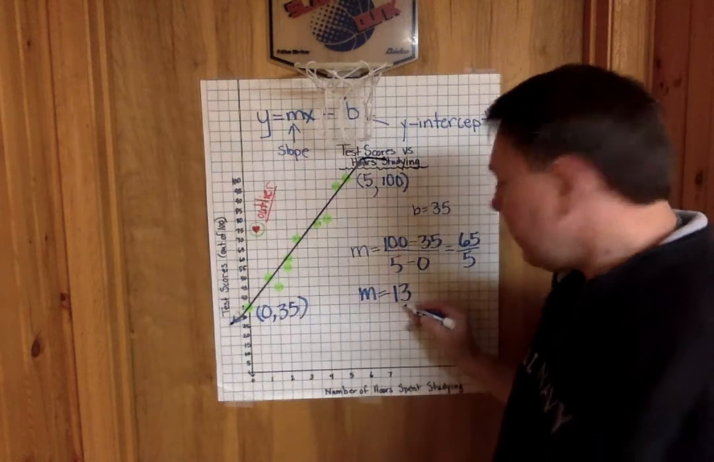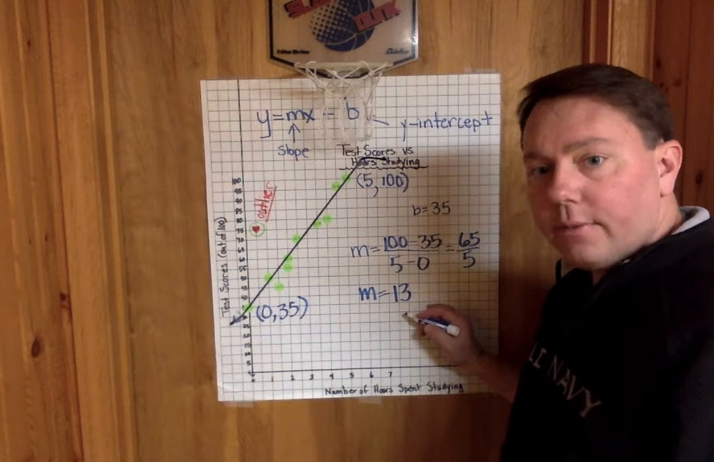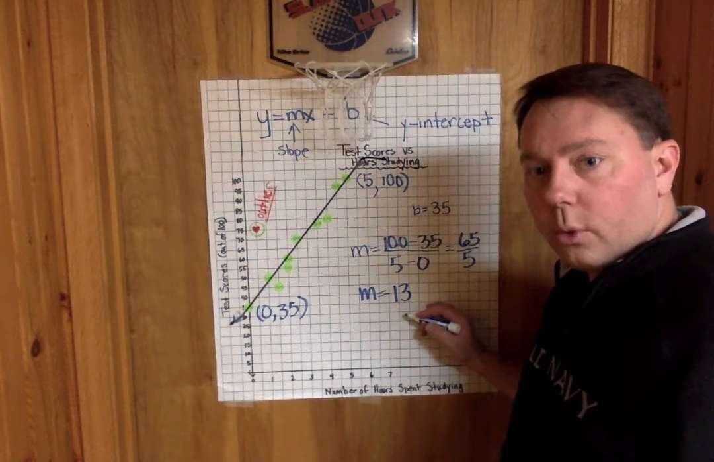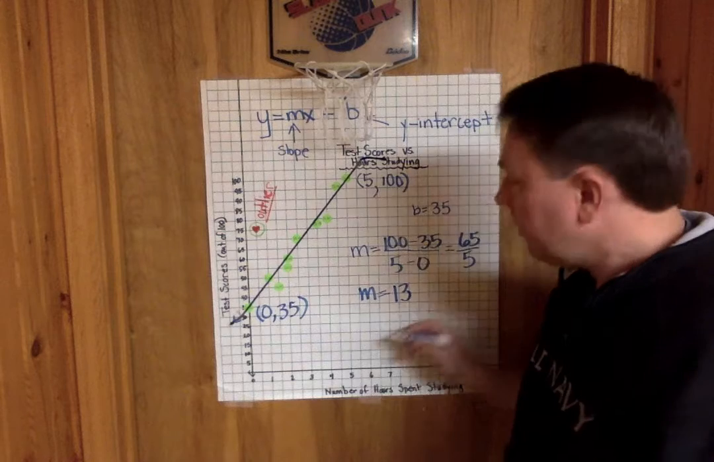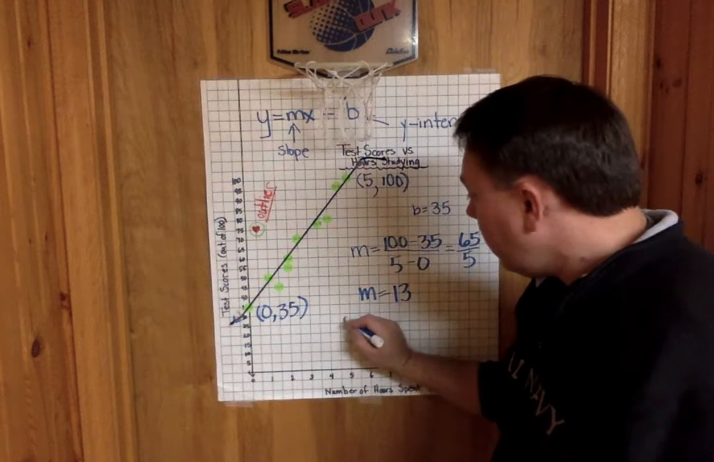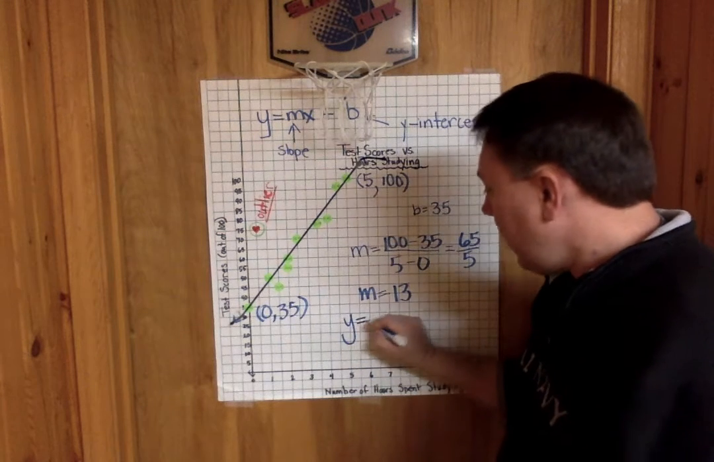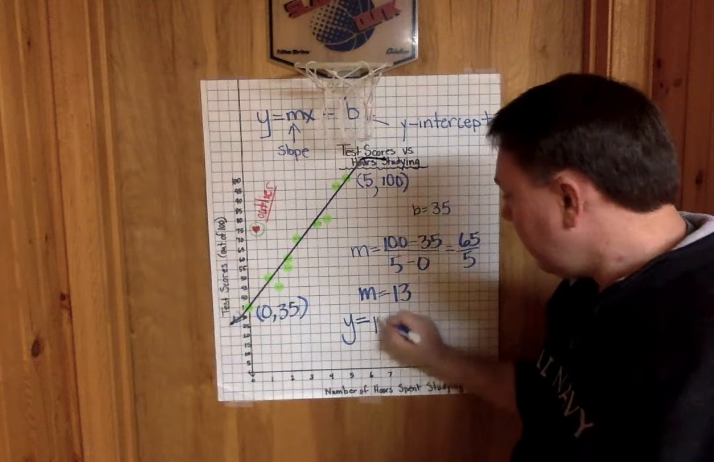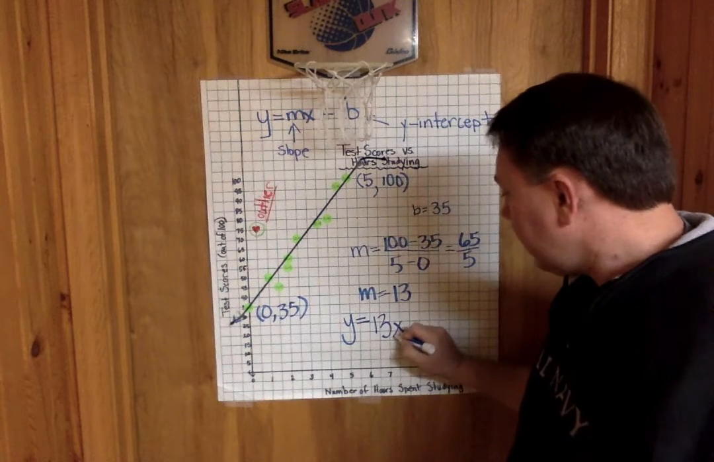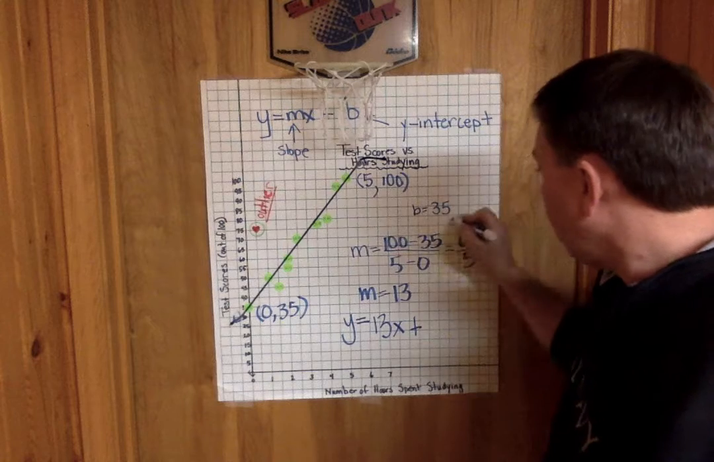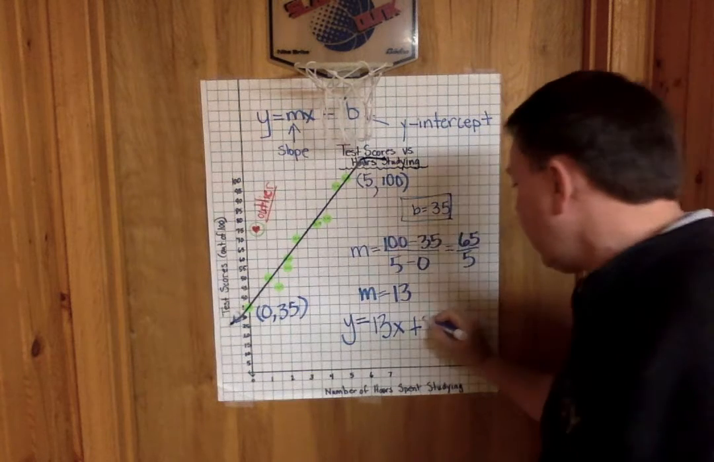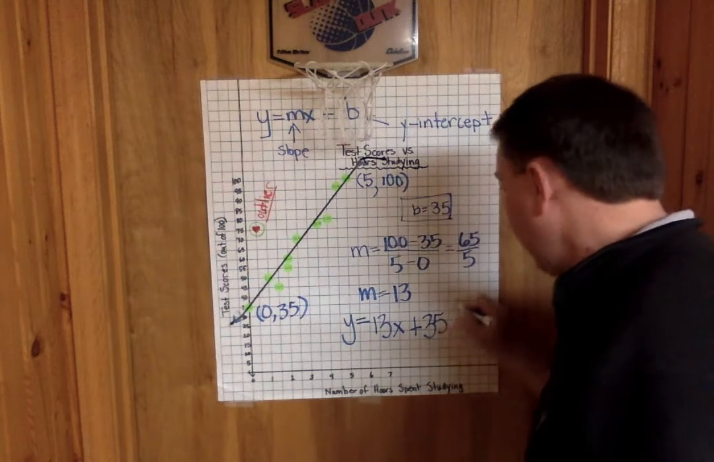So you know your slope. Basically that's telling us that for every hour you study, your test score went up by 13 points. So when you write an equation to model this situation, you would write y equals 13x plus, and our initial score was 35, so plus 35.